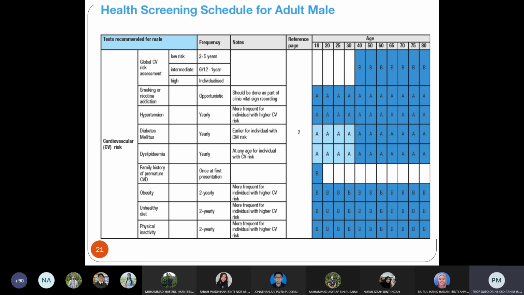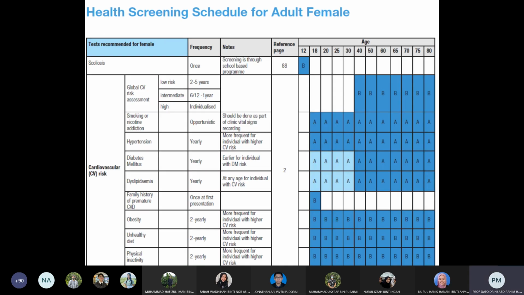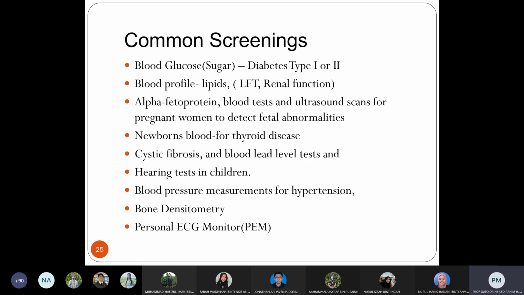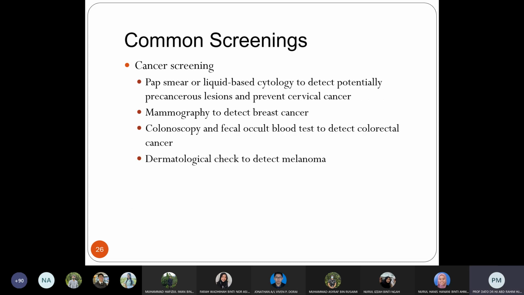So I will not go into this. You can read on your own some of the requirements, age, and so on. For males and females, they are different. So these are the common screening tests. Blood glucose, very common for diabetes type 1 and 2. Blood profile, where normally when you take the blood there is cholesterol also, LFT. Alpha fetoprotein, newborn blood tests for thyroid disease, cystic fibrosis, hearing test in children, blood pressure measurement for hypertension, bone densitometry, personal ECG monitor. Cancer screening is quite common: pap smear or liquid-based cytology, mammography, colonoscopy, hematological, and so on.